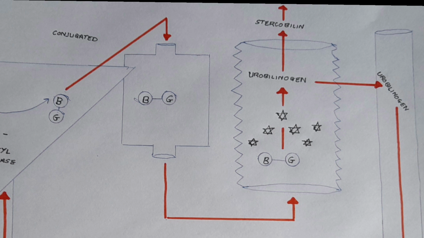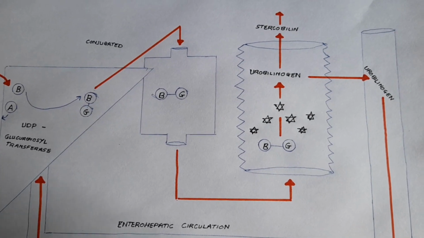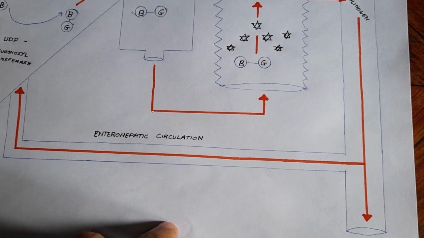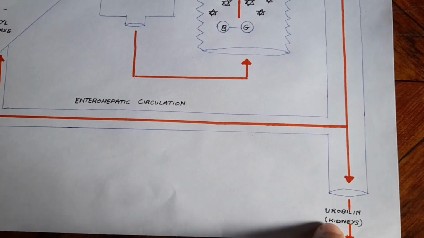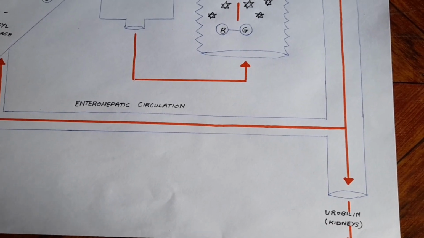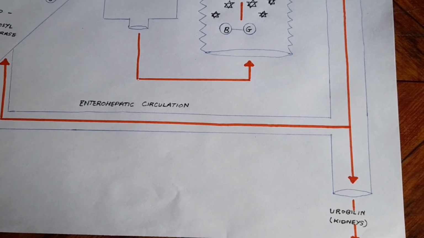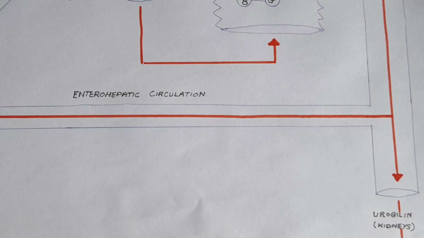Now we have the other percentage of bilirubin remaining. So how does this get excreted? Well, it can also get excreted through the kidneys. So urobilinogen can go to the kidneys. In the kidneys, this urobilinogen will get converted to urobilin, and then through the urine, urobilin is excreted. So the urine will have urobilin in it. So that is how bilirubin is excreted, through defecation and through urination.